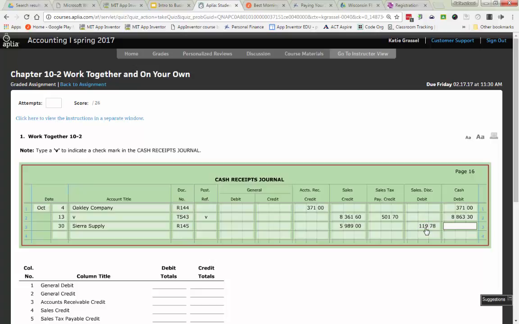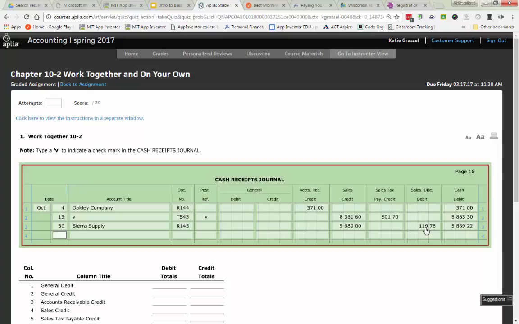So my sales discount is $119.78, so I have to calculate my cash. And I'll do that by subtracting $119.78 from $5,989. So I got $5,869.22. Clayton, did I do the math right? You're going to do it right now. You double check me for me, okay, Clayton?